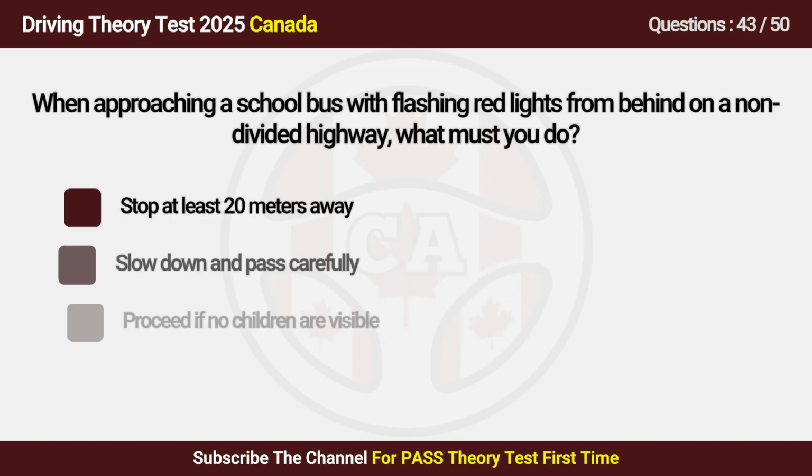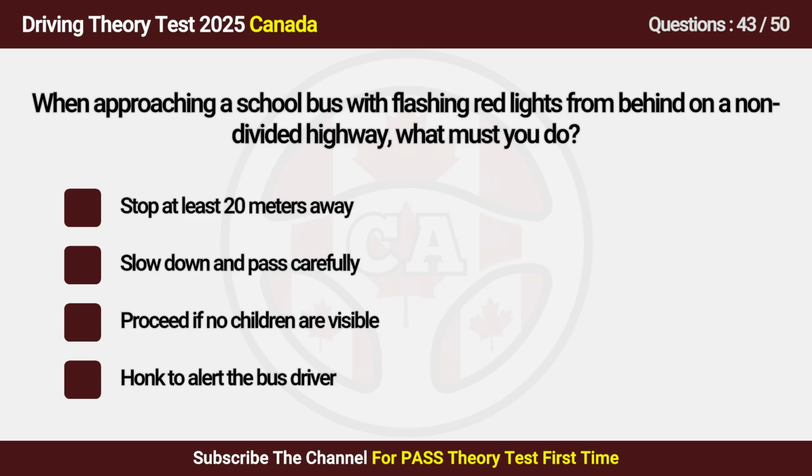Question 43. When approaching a school bus with flashing red lights from behind on a highway, what must you do? A. Stop at least 20 meters away. B. Slow down and pass carefully. C. Proceed if no children are visible. D. Honk to alert the bus driver.